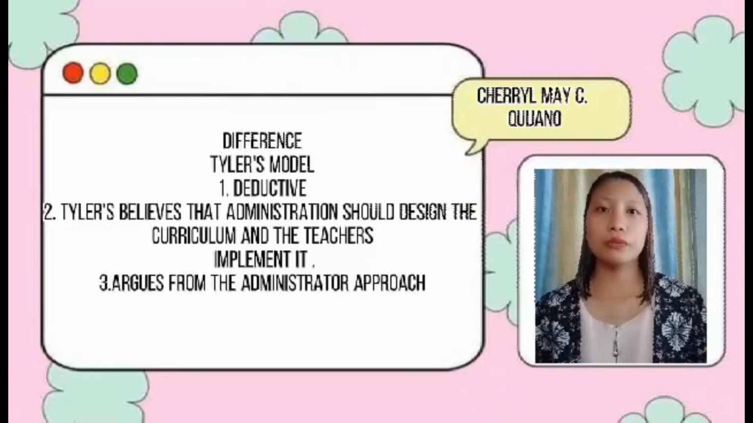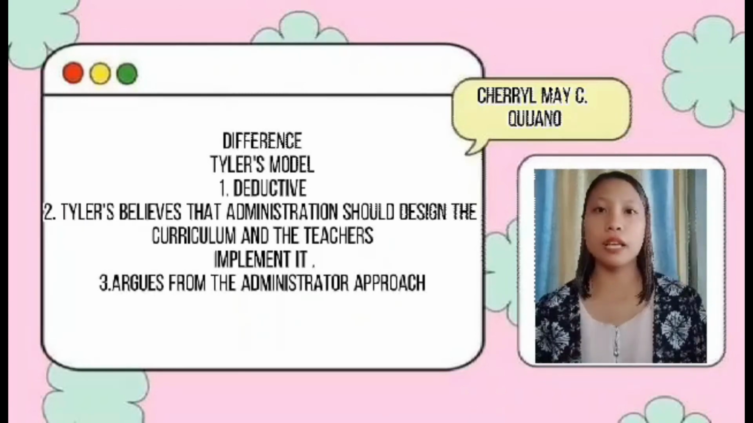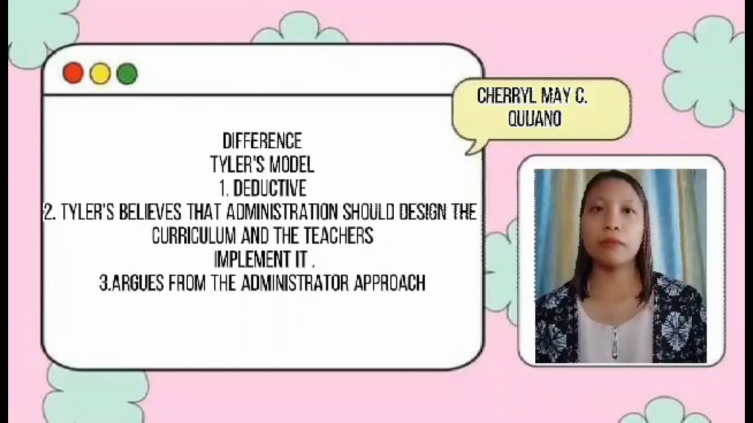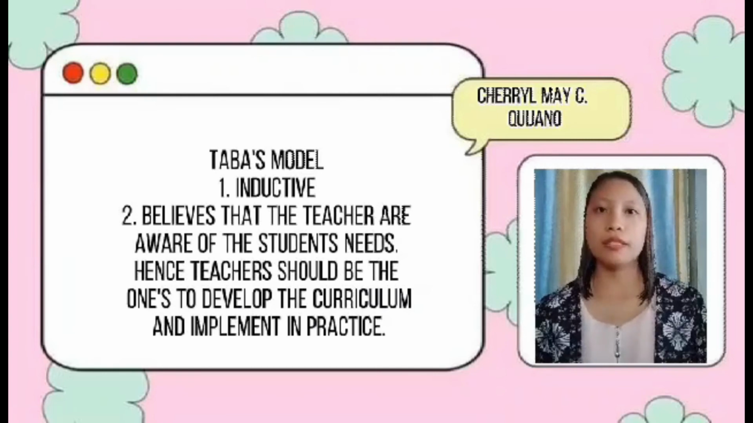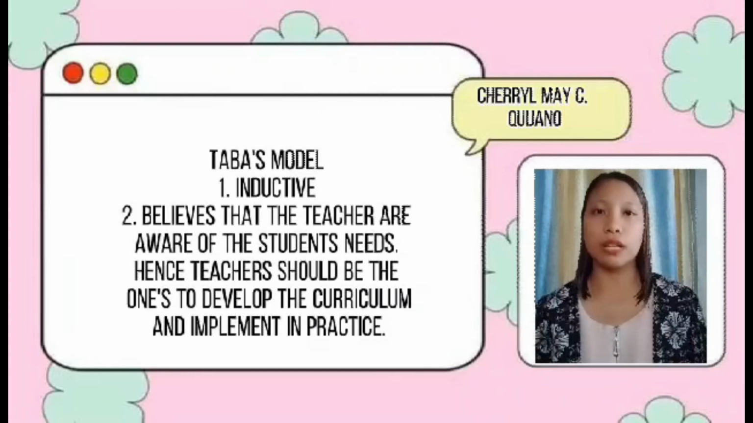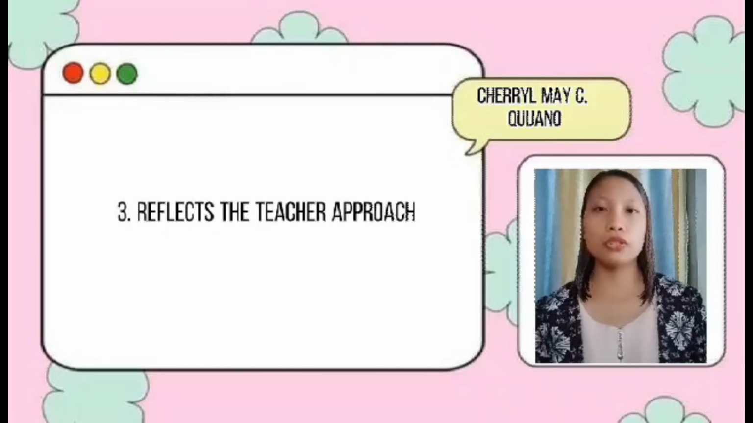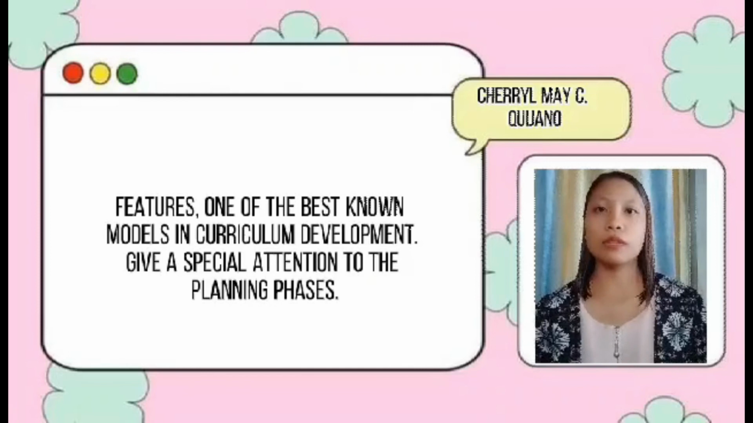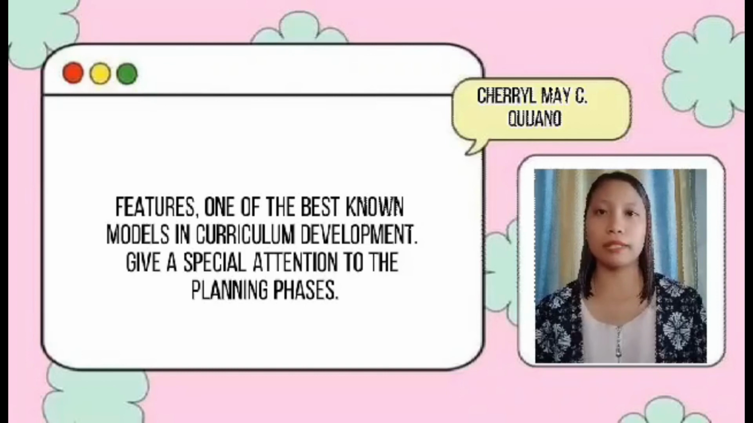Differences. The difference between the two models is, first, Tyler's model is deductive. Second, Tyler believes that administrators should design the curriculum and the teacher implements it, reflecting the administrator approach. Taba's model, on the other hand, is inductive and believes that teachers are aware of the students' needs, hence teachers should be the ones to develop the curriculum and implement it in practice, reflecting the teacher approach. Features of Tyler's model: it is one of the best known models in curriculum development and gives special attention to the planning phases.